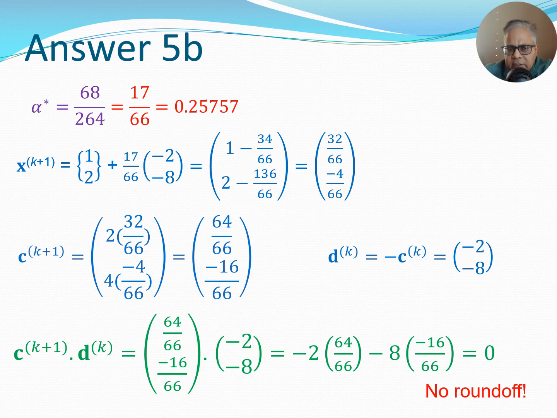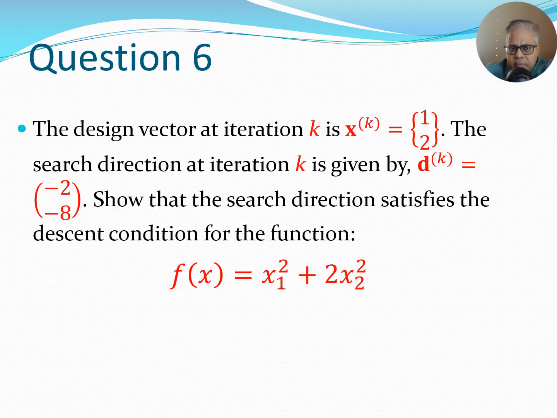But what happens is that most of the computers will give you precision to a certain number of decimal places, and therefore you have to take recourse to some of these approaches. So in today's lecture we have covered several things, but we have not yet proved the descent direction. So we are going to take a look at that.